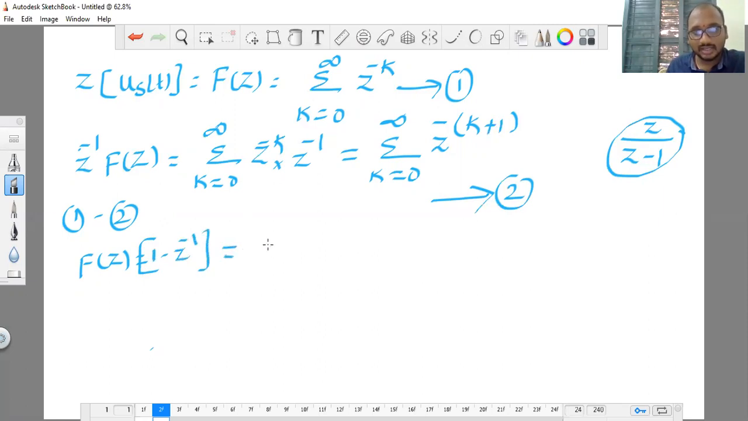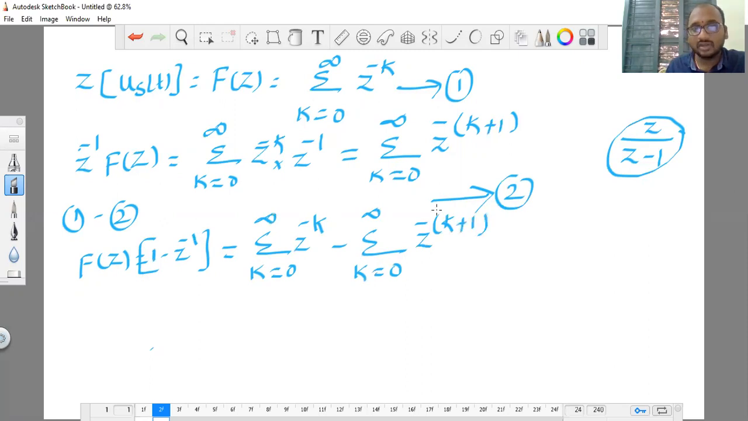In the RHS, equation 1 is sigma k equal to 0 to infinity z power minus k, minus sigma k equal to 0 to infinity z power minus of k plus 1. Do 1 minus 2 in the LHS: f of z minus z power minus 1 into f of z. Take f of z as common, it is 1 minus z power minus 1, which is equal to sigma k equal to 0 to infinity z power minus k minus sigma k equal to 0 to infinity z power minus k plus 1.